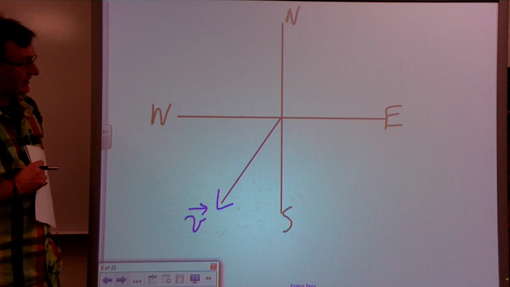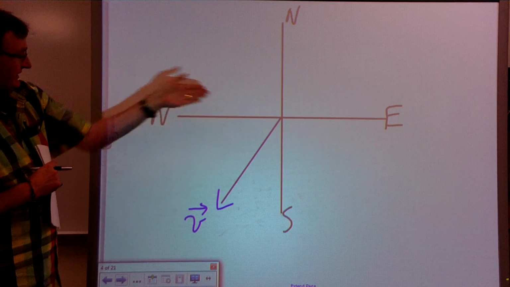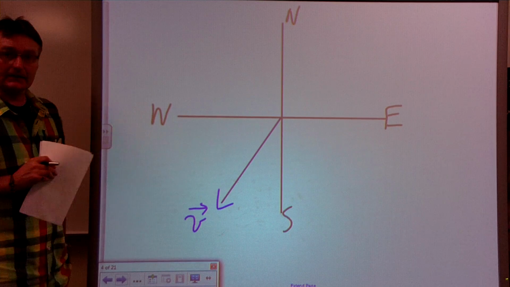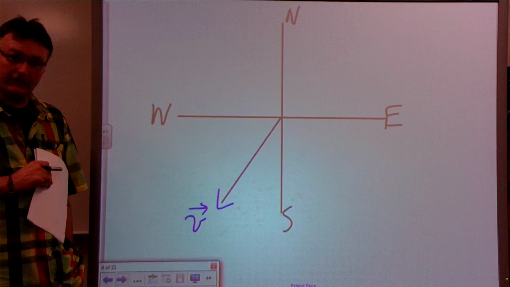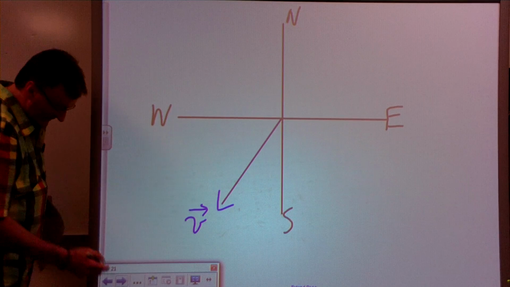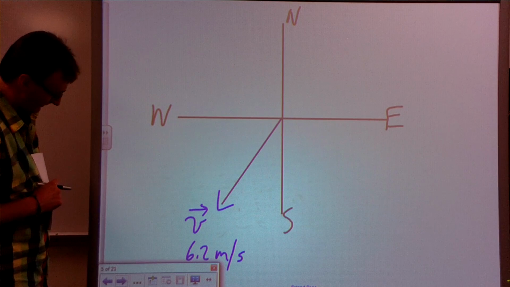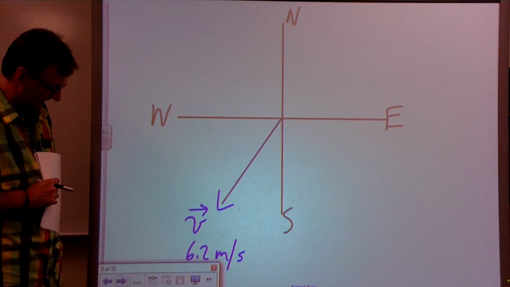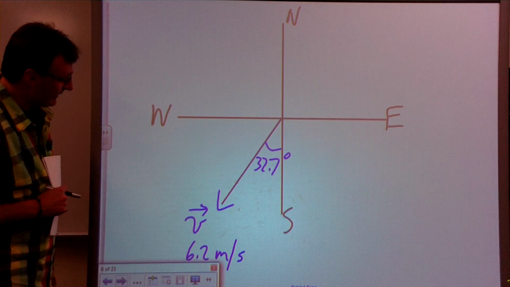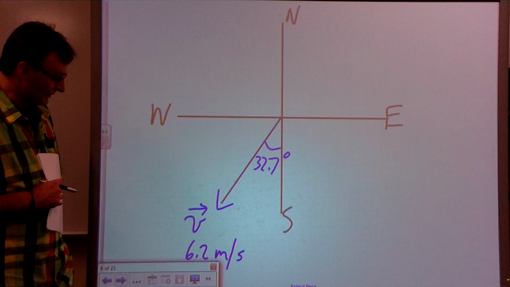And so here's an example of a vector. We have north, south, east, and west indicated on our grid here, and our vector is going down in this direction. We have a velocity vector. Let's look at how we would express this in polar form. First of all, its magnitude is 6.2 meters per second, and we measured the angle to be 32.7 degrees.